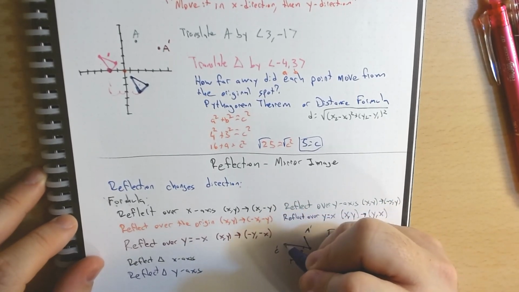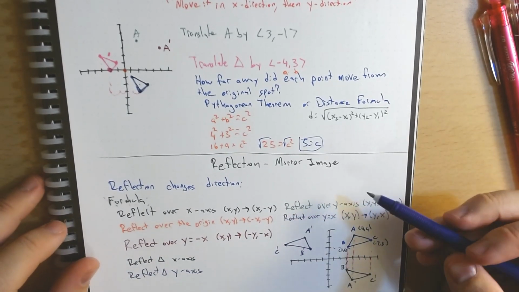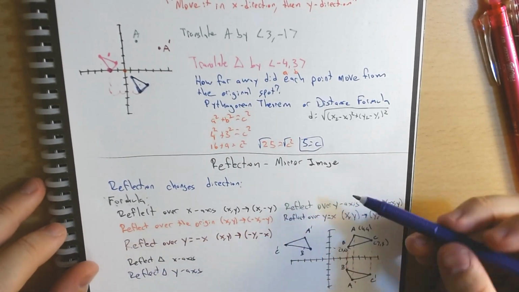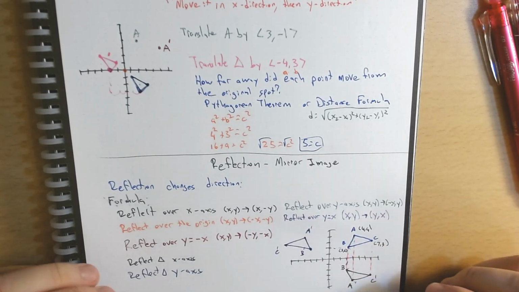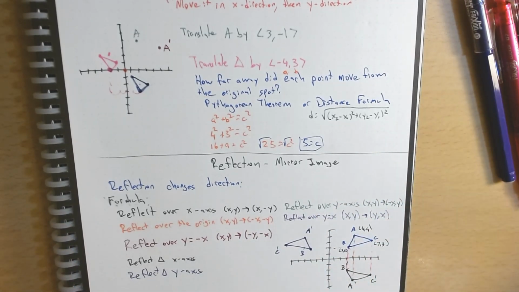And hopefully, the reason I'm labeling all the points all these times is so that you can see that it's flipped around. So with reflecting, that's all you have to do for y-axis and x-axis. Lastly, origin.